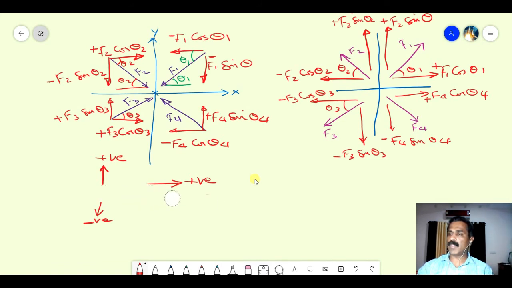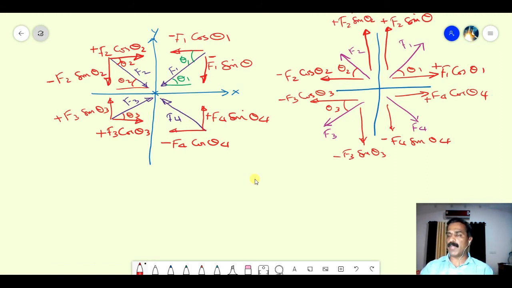I am erasing this part because this is not needed here. We already know the directions and everything, and the sign conventions also we know. So let us consider this case, that is all the forces are acting towards the center or towards the origin, towards the point under consideration. So what we have to do is find the algebraic sum of all the forces. In this case, we have to find the algebraic sum of all the horizontal components first, then find the algebraic sum of all the vertical components.